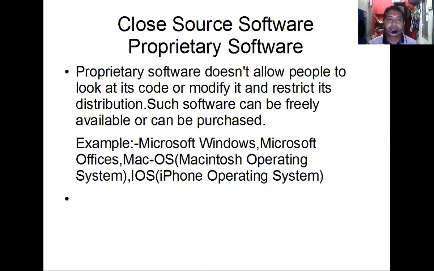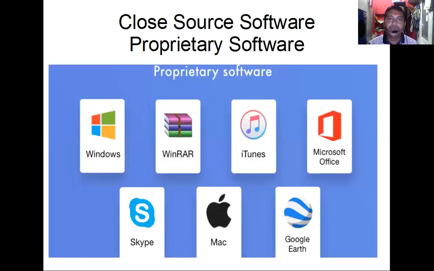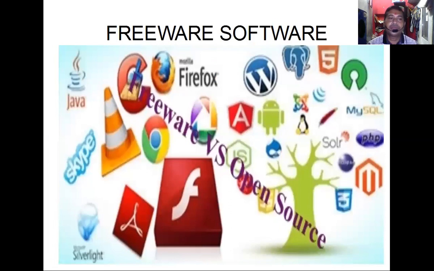Next, closed source software and proprietary software. Closed source software includes Windows, WinRAR, iTunes, Microsoft Office, Skype, Mac, and Google Earth. And freeware software includes Skype, Java, Firefox, MySQL, okay?